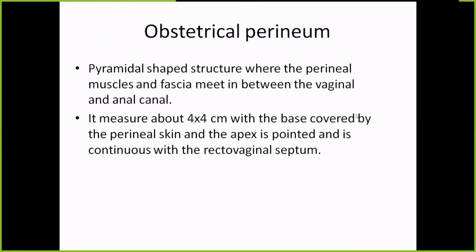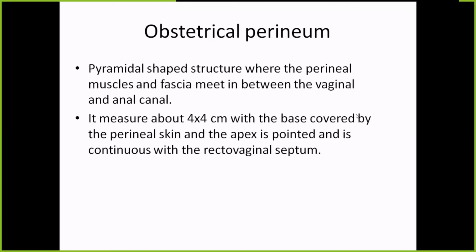So what is the obstetric perineum? Anatomical perineum we have discussed now. The obstetric perineum is a pyramid structure. It lies between the vagina and the anal canal, and the apex is pointed towards the vagina, and it is continuous with the recto-vaginal septum. That portion is known as the obstetrical perineum.